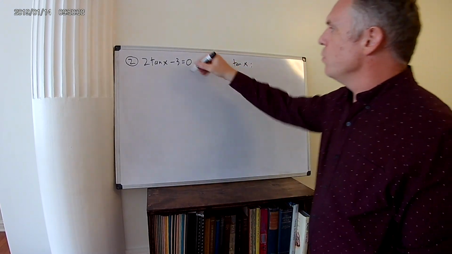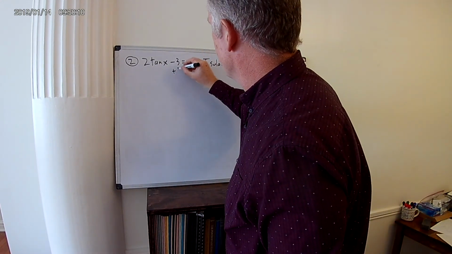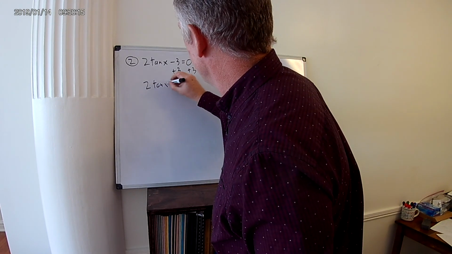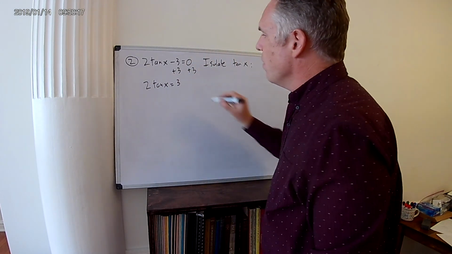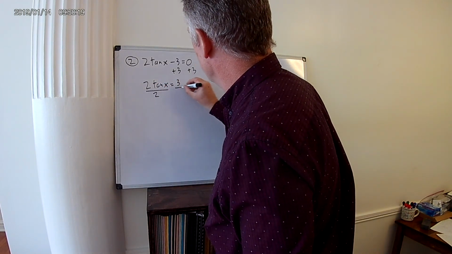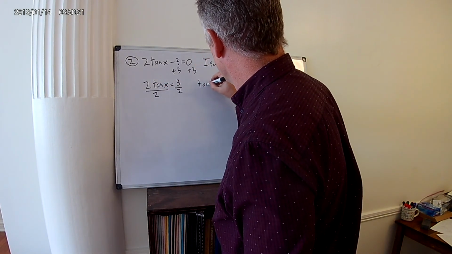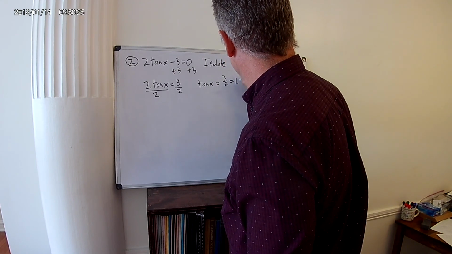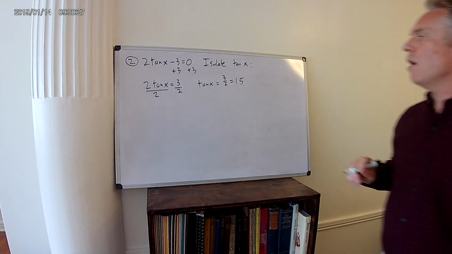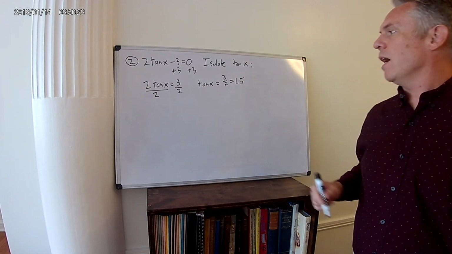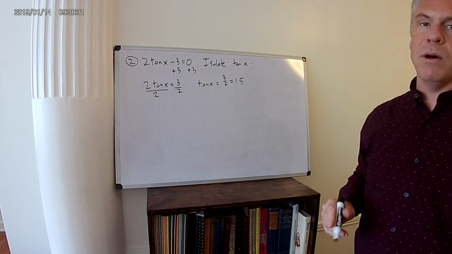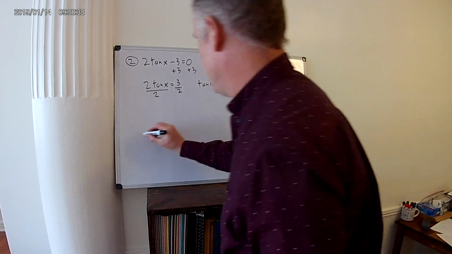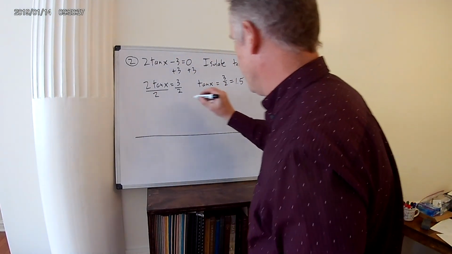So to do that, I'm going to move the 3 over to the other side. So I'll add 3 to both sides. That gives us 2 tangent of x equals 3. And then I'm going to divide both sides by 2, and that gives me tangent of x equals 3/2, or 1.5. So now I want to find out what values of x make tangent of x equal to 1.5. Well, again, let's create a graph of tangent of x. This is our tangent of x.